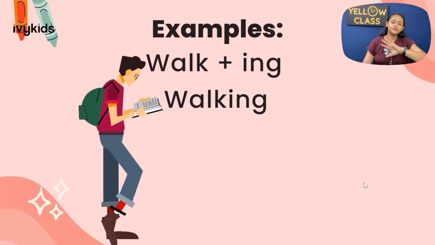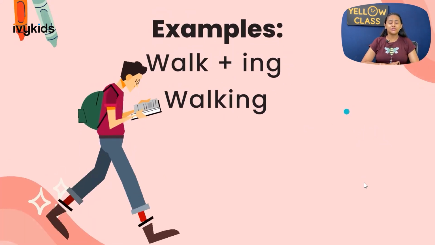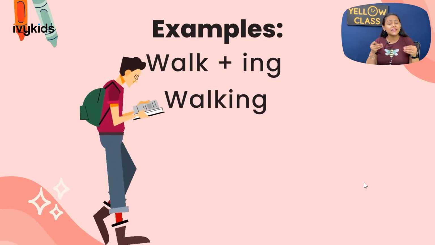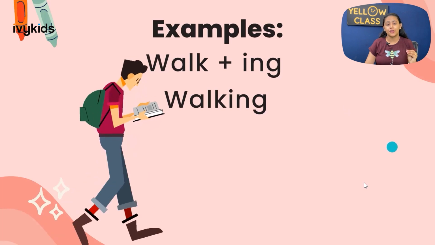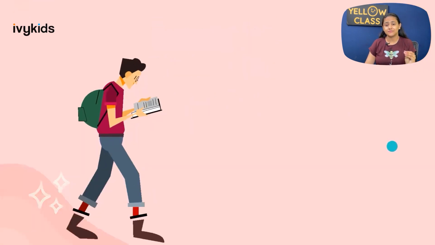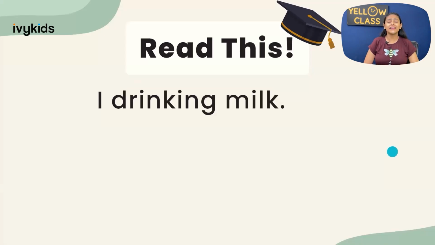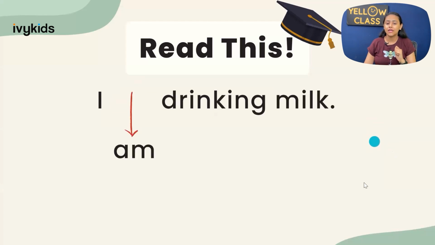Okay kids, I've shared some examples with you, but do you know how to use them in sentences? Sometimes one verb is not enough to complete a sentence. Let's have a look. I drinking milk. Drinking is a verb, but this sentence is not correct. It's not creating the sense. So for that, am enters, or based on the subject is or are enters in the sentence.